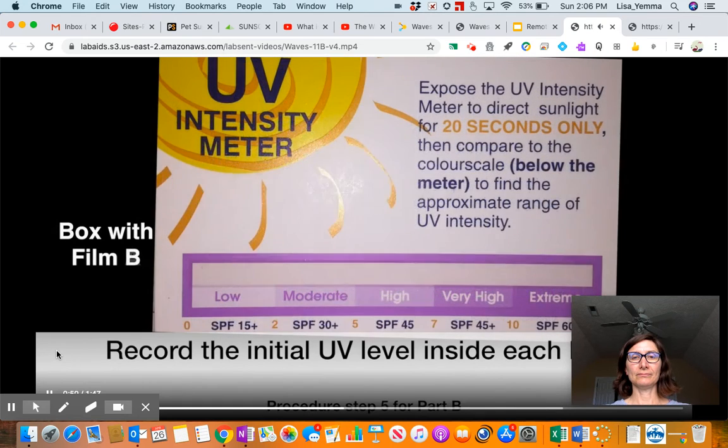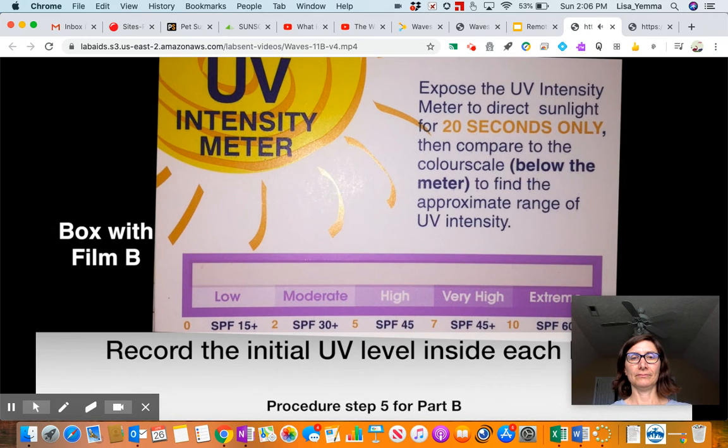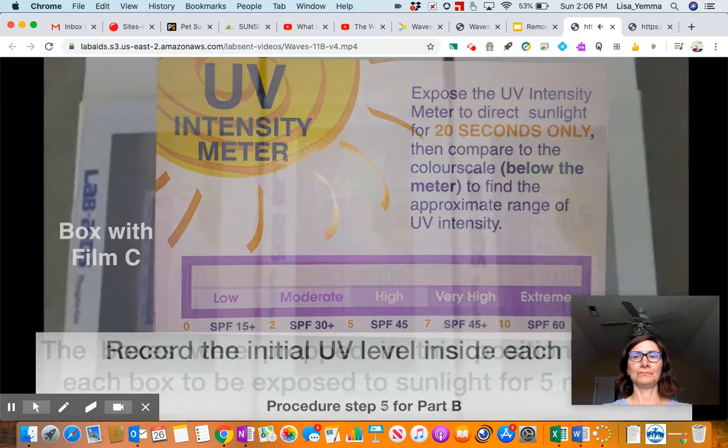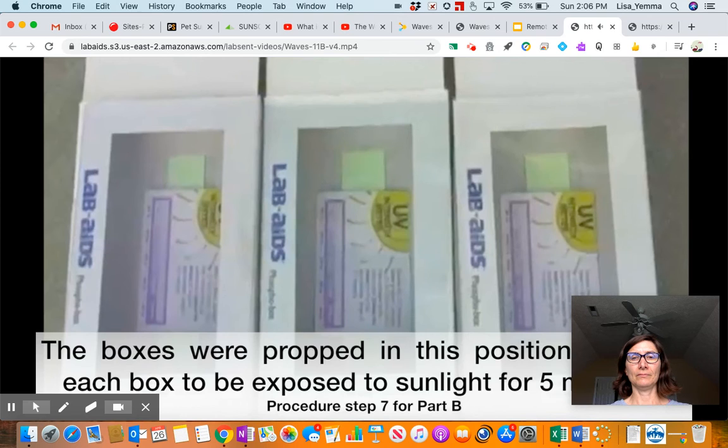Box with film A. Box with film B. Box with film C. The boxes were propped in this position, allowing each box to be exposed to sunlight for 5 minutes.